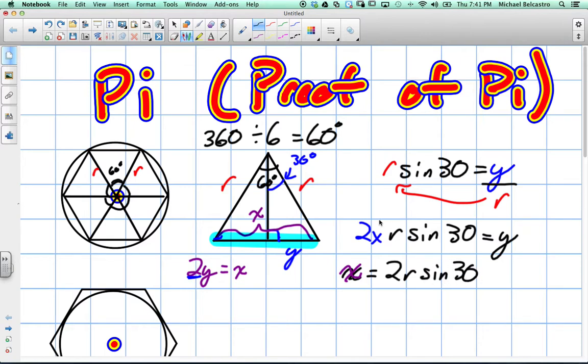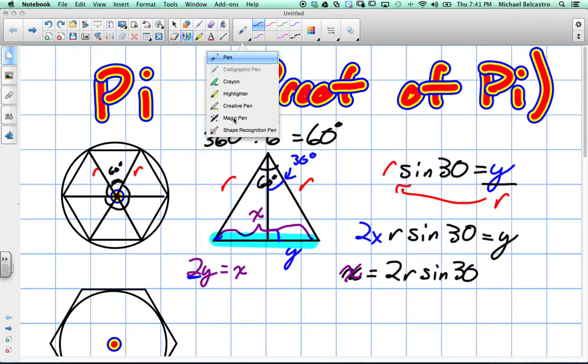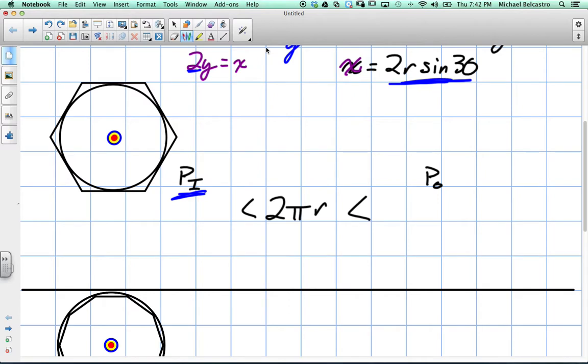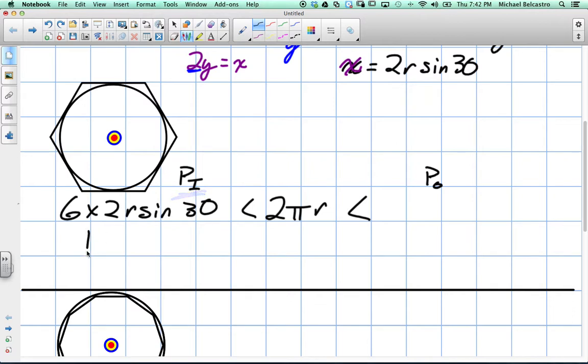Okay? And since this is a hexagon, to figure out the entire perimeter of this object, because there are 6 of these, we're going to have to multiply this distance by 6. So this was the inside triangle, right? We need to multiply it by 6. So we need 6 times 2r sine 30, okay, which essentially leaves us 12r sine 30, which is less than 2 pi r.